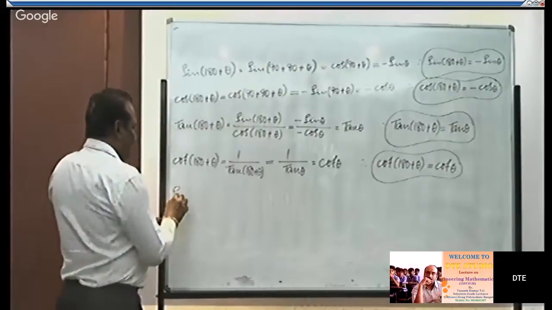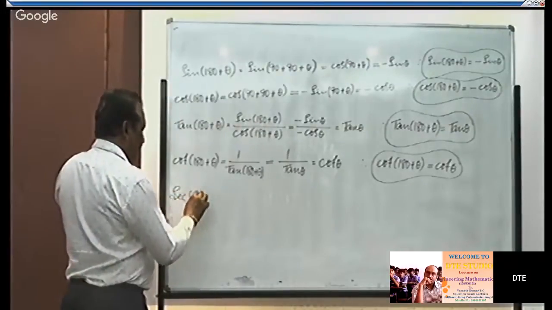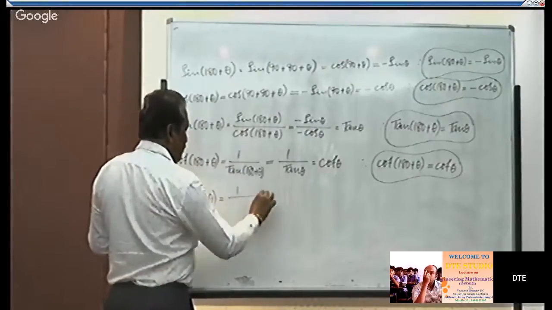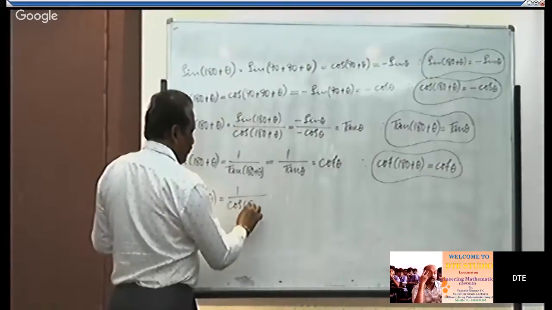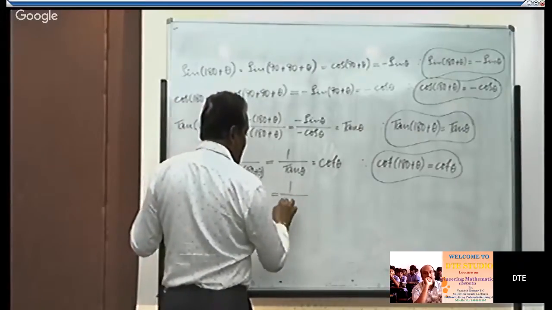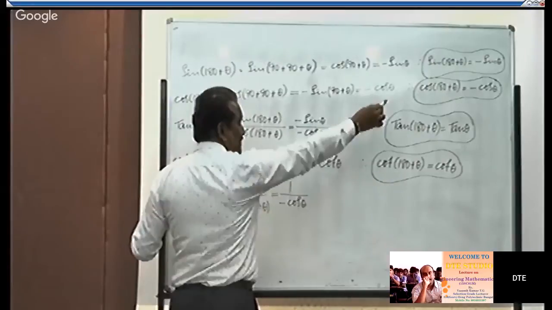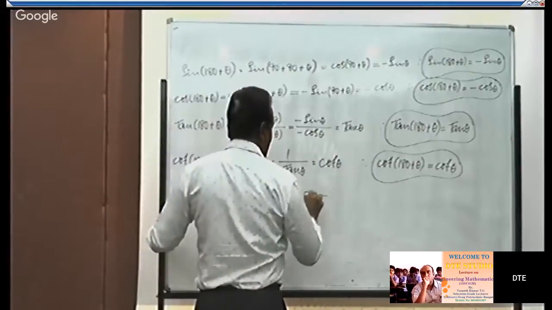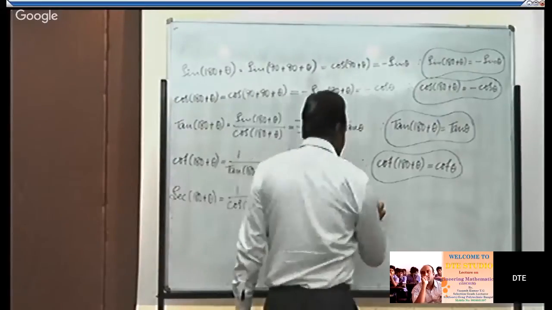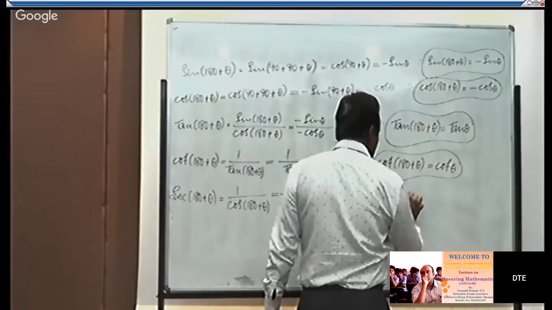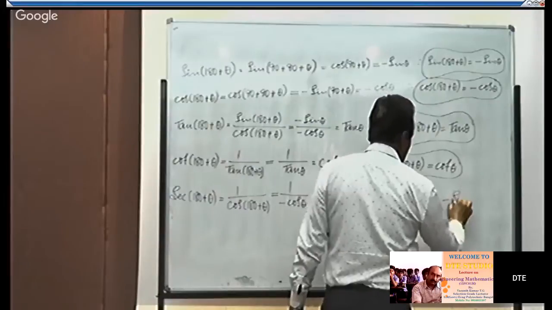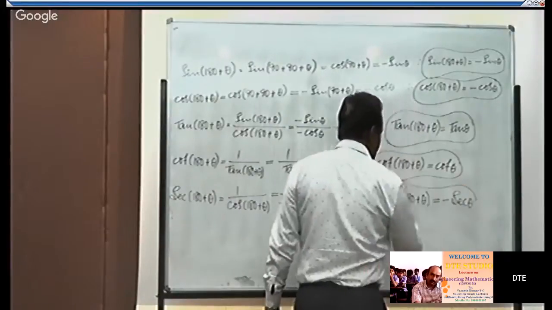Now, secant of 180 plus theta. We know that secant is a reciprocal of cos. But we proved cos of 180 plus theta as minus cos theta. It is minus 1 by cos, which is secant. Thus, we can write secant of 180 plus theta is always equal to minus secant theta.